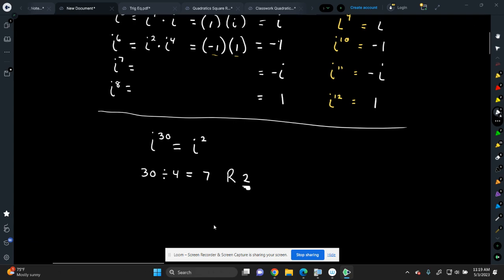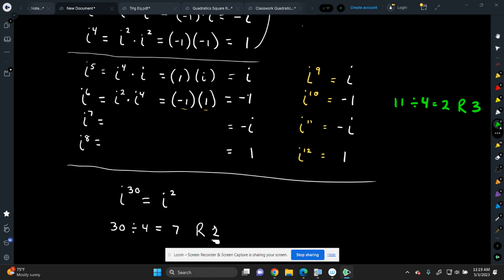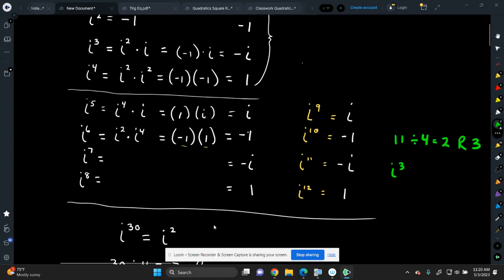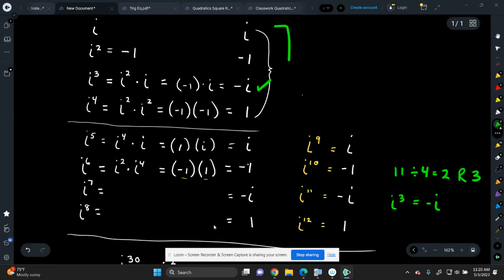We look at one that we've already figured out. We already figured out I to the 12th. Well, 12 divided by 4, oh, that's a bad one to start with. I'm sorry. Let's do 11. 11 divided by 4 is 2, and 2 times 4 is 8, with a remainder of 3. So I to the 11th is the same thing as I to the 3rd, and I to the 3rd is negative I. So what we're doing is figuring out which of these 4 it goes with.